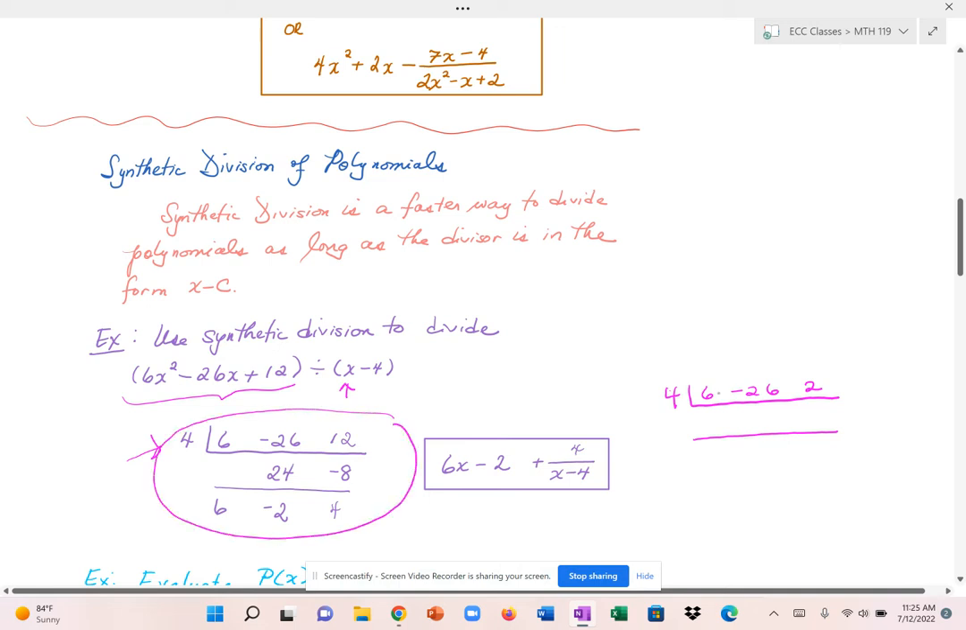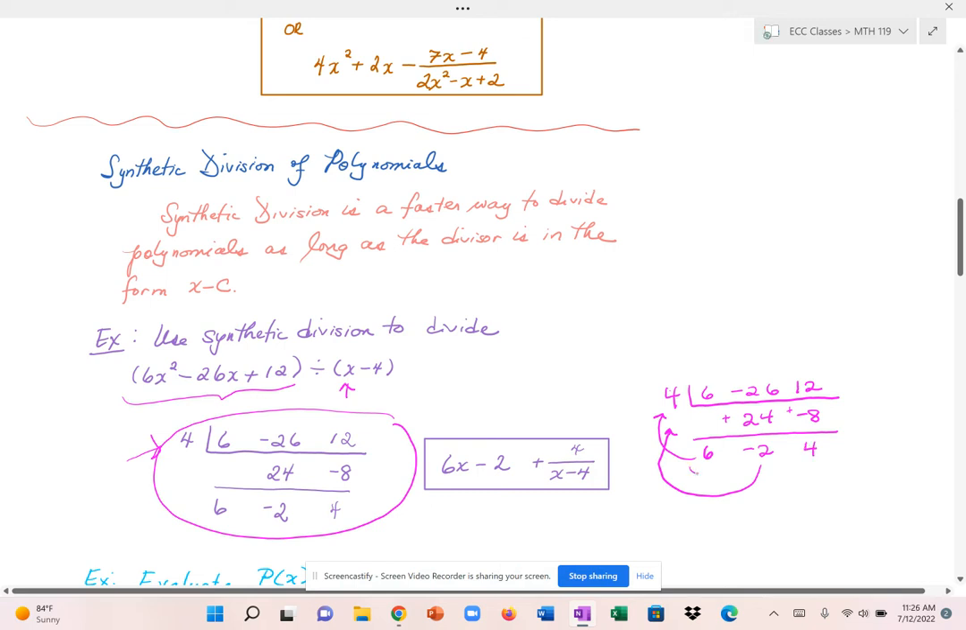Then the first thing you have to do is copy down the first number below that bar, and then you have to multiply 6 times 4, and that goes in the in-between area. That number gets added to the one above it, so I get negative 2 as a result. And then I multiply negative 2 by 4, and that gives me negative 8. So your products are going in that in-between section. And then I add those two numbers, and that gives me, sorry, I copied this wrong. This is a 12. And that gives me 4 as a result.